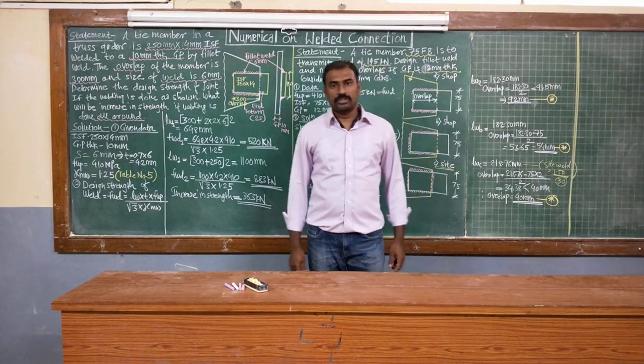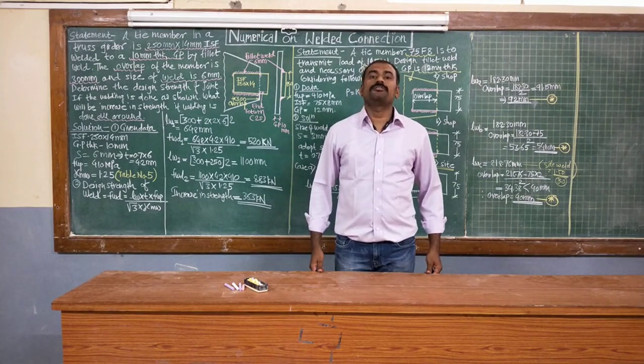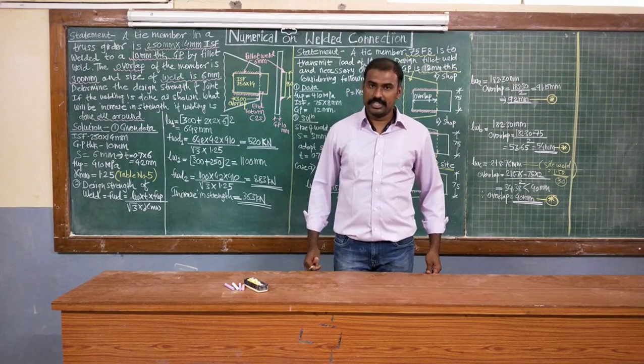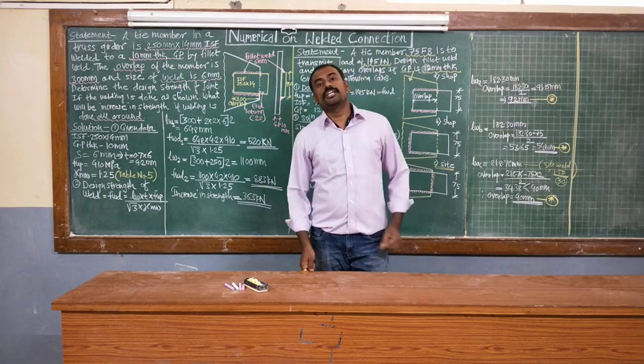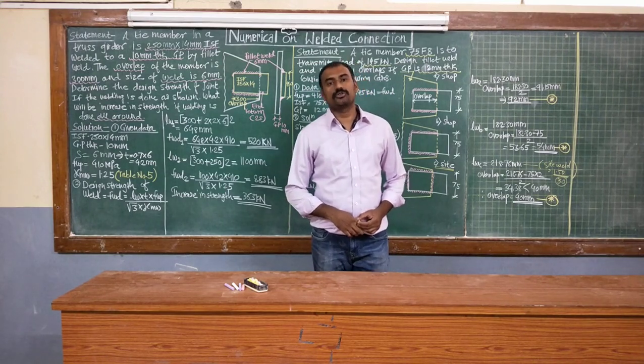So in the previous video, we have seen numericals related with bolted connections. One problem we have seen of lap joint and the second problem of butt joint. In the current video, we are going to deal with connection problems using welded type of connection. So here two numericals we are going to solve.